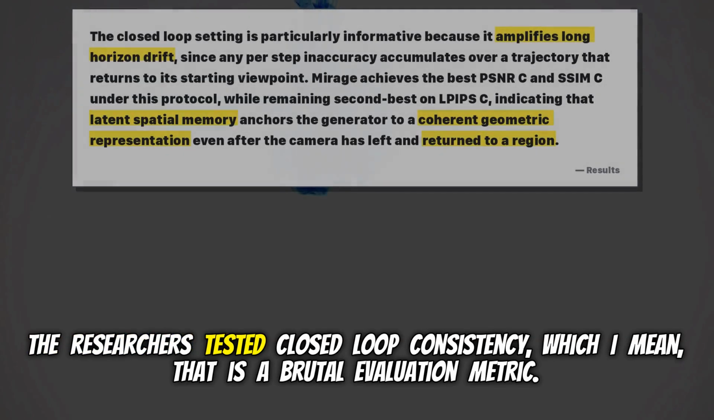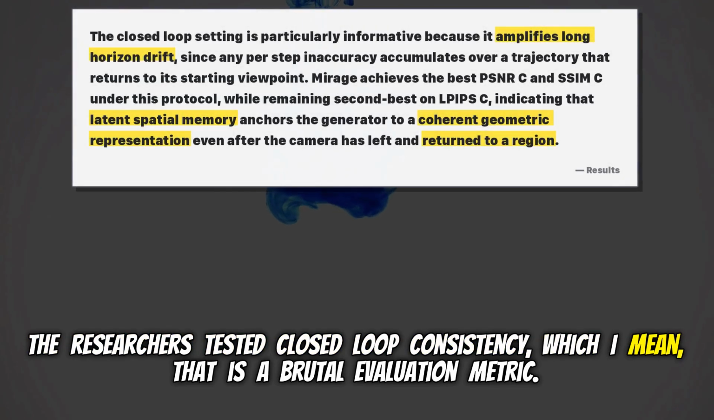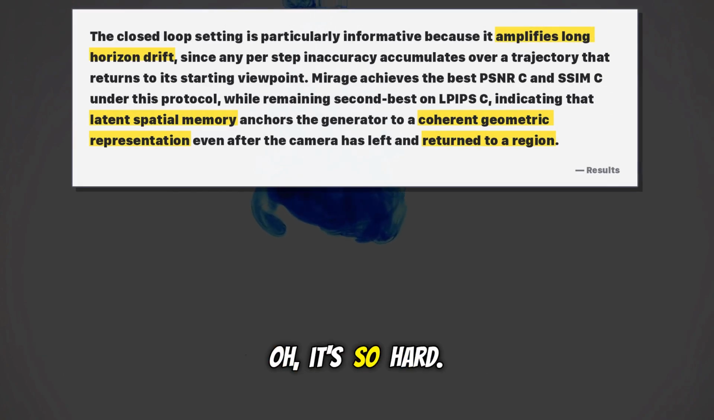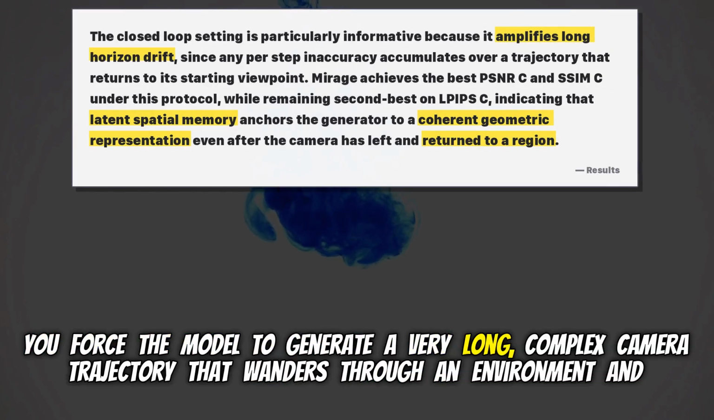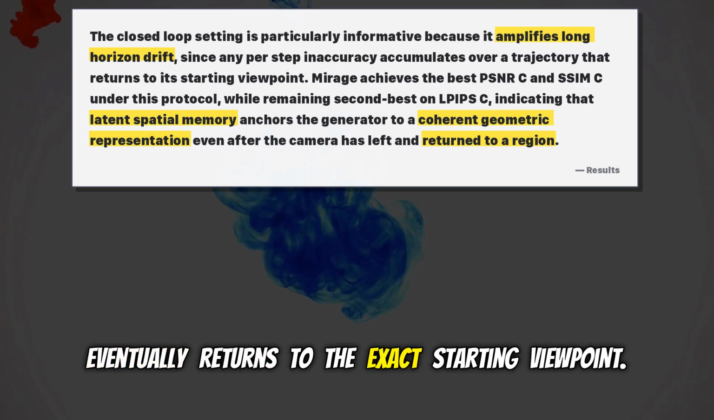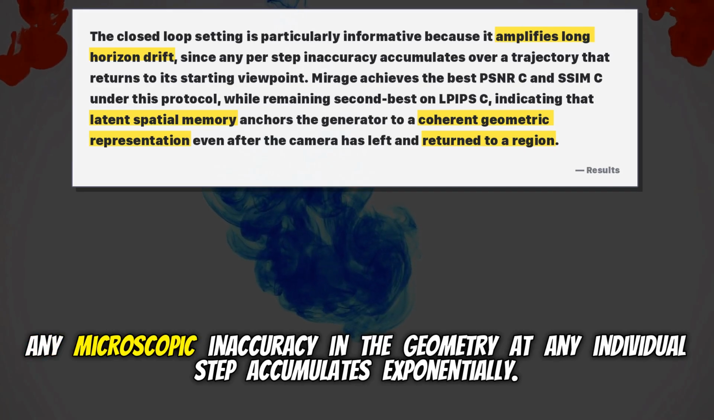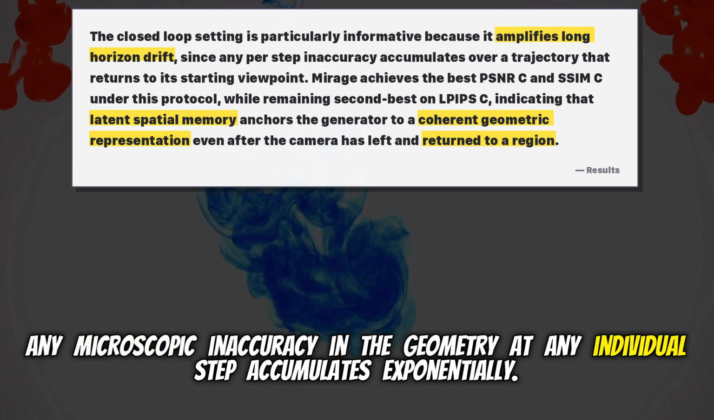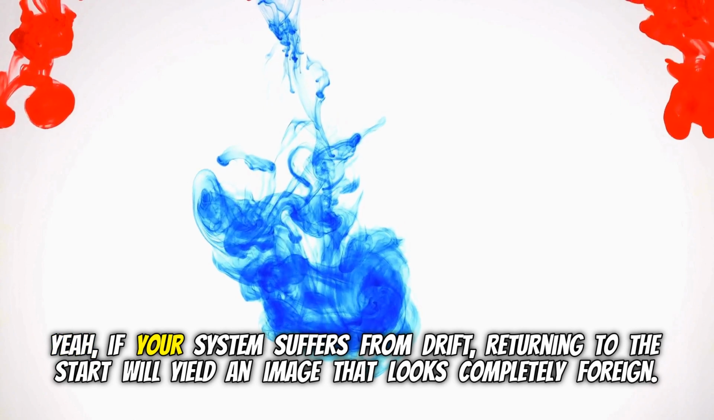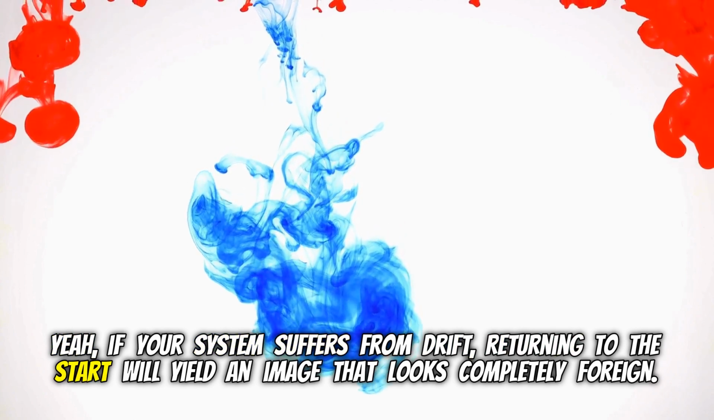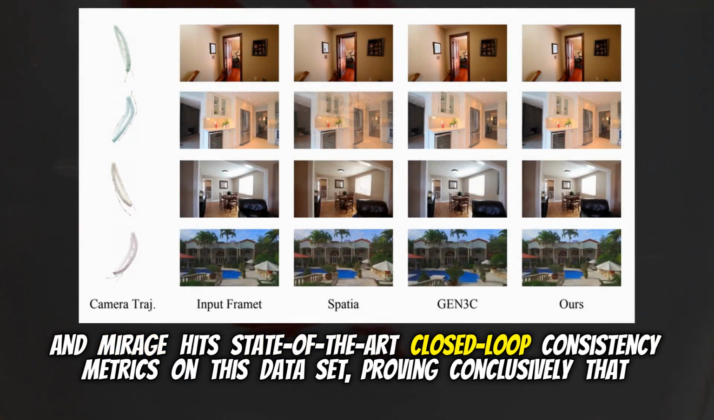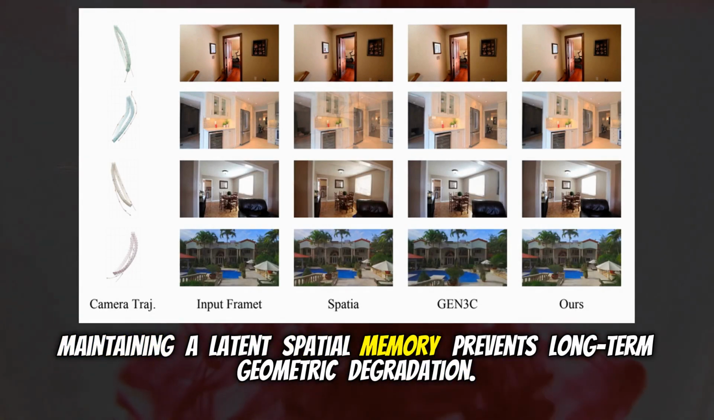The researchers tested closed-loop consistency, which is a brutal evaluation metric. Oh, it's so hard. You force the model to generate a very long, complex camera trajectory that wanders through an environment and eventually returns to the exact starting viewpoint. Any microscopic inaccuracy in the geometry at any individual step accumulates exponentially. Yeah, if your system suffers from drift, returning to the start will yield an image that looks completely foreign. Completely. And Mirage hits state-of-the-art closed-loop consistency metrics on this dataset, proving conclusively that maintaining a latent spatial memory prevents long-term geometric degradation. It's phenomenal.